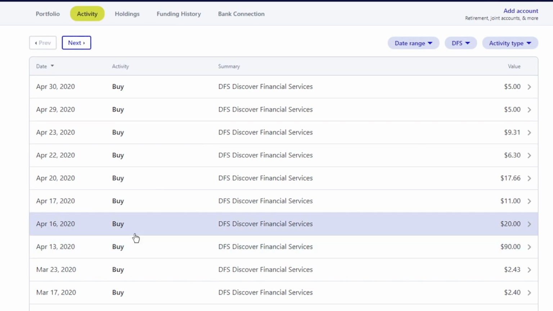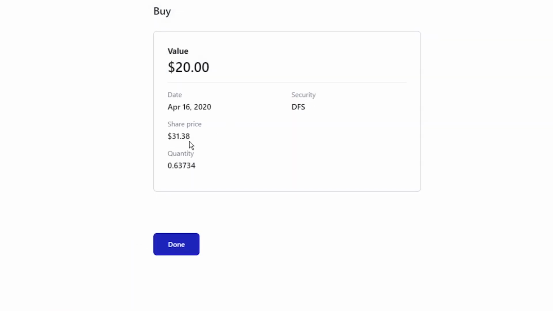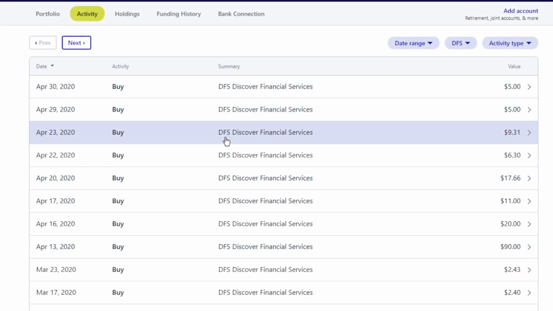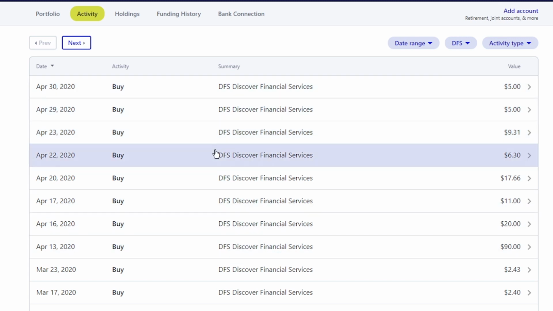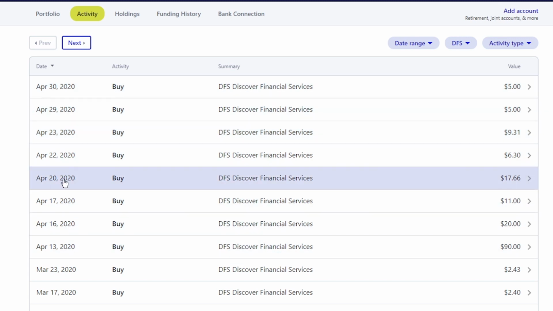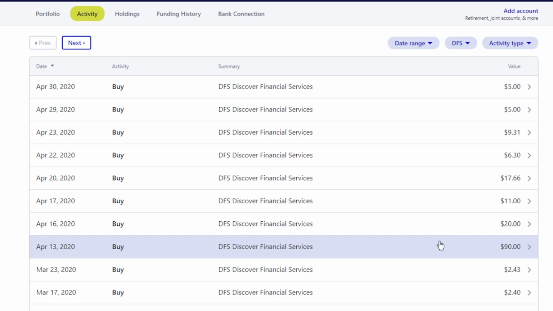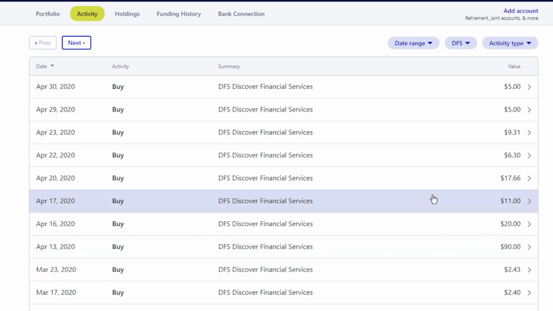Then I did the same thing a couple days later and put another 20 bucks in. The price was even lower, so I got a couple more shares. I did that for a little bit longer, but I slowed down after a while because the value of the stock started going up, and I had opportunities to put my money in other areas of my portfolio. I still put a little bit in, as you can see here, on the 20th of April, the 22nd, 23rd, 29th, and then the 30th. These were smaller amounts, not as much as the initial $90 and then $20, but overall that really helped lower my dollar cost average.